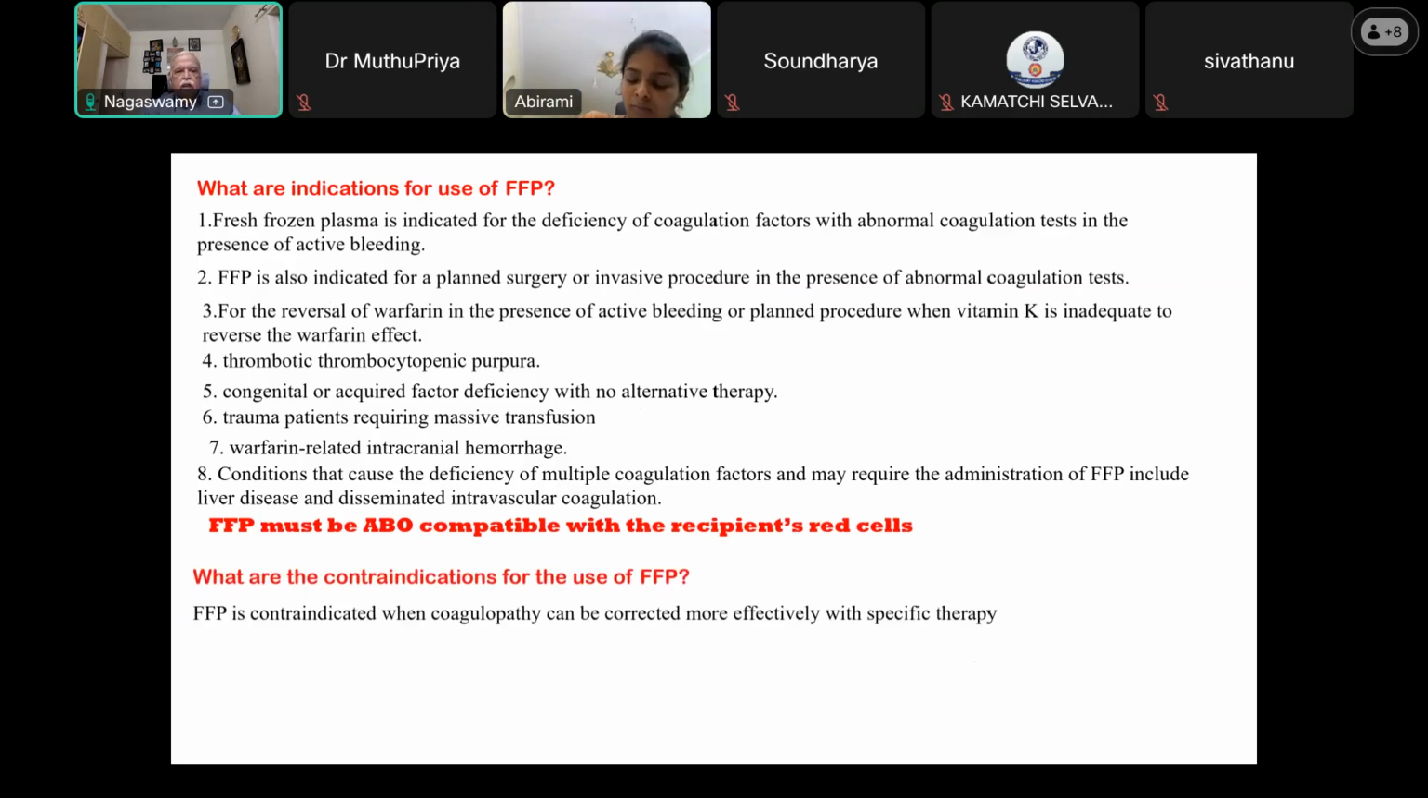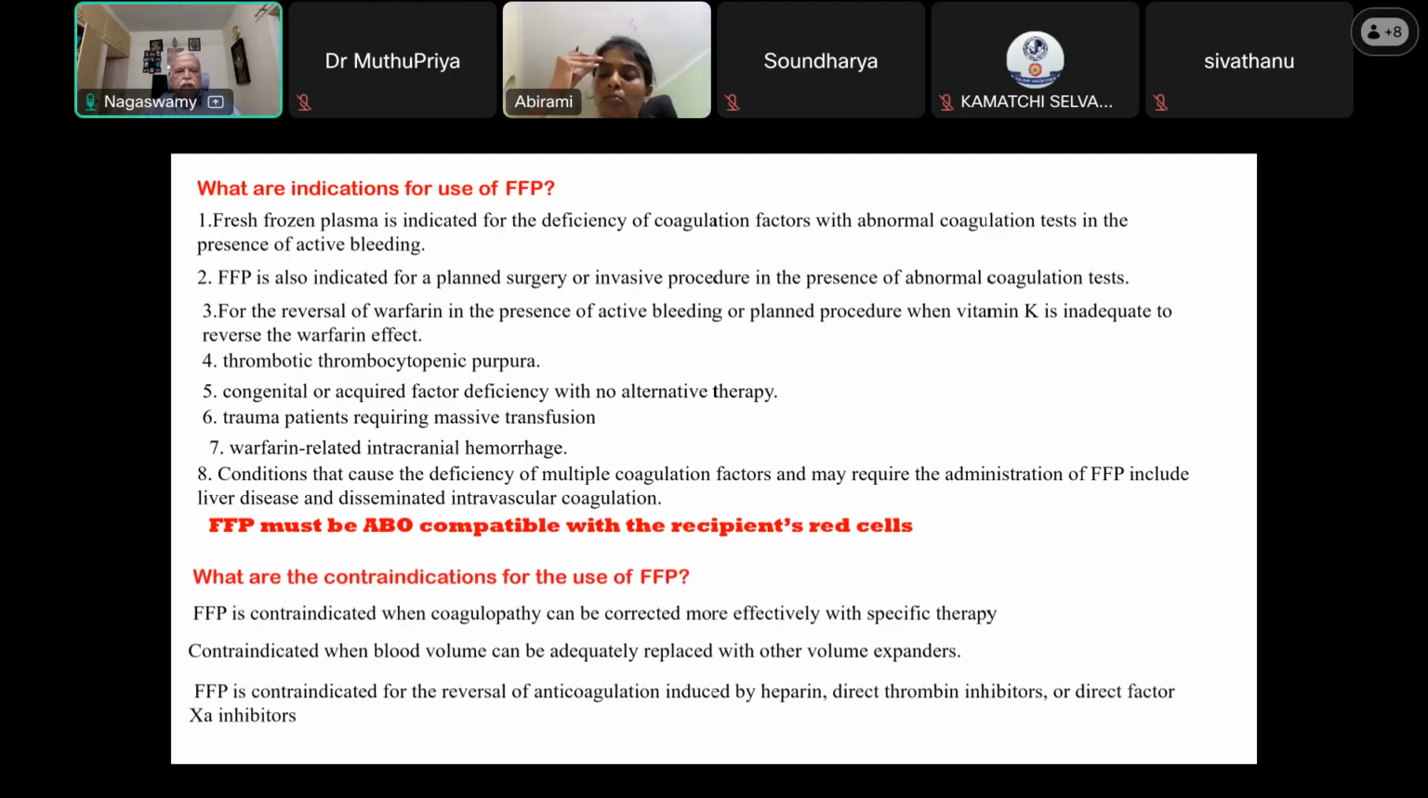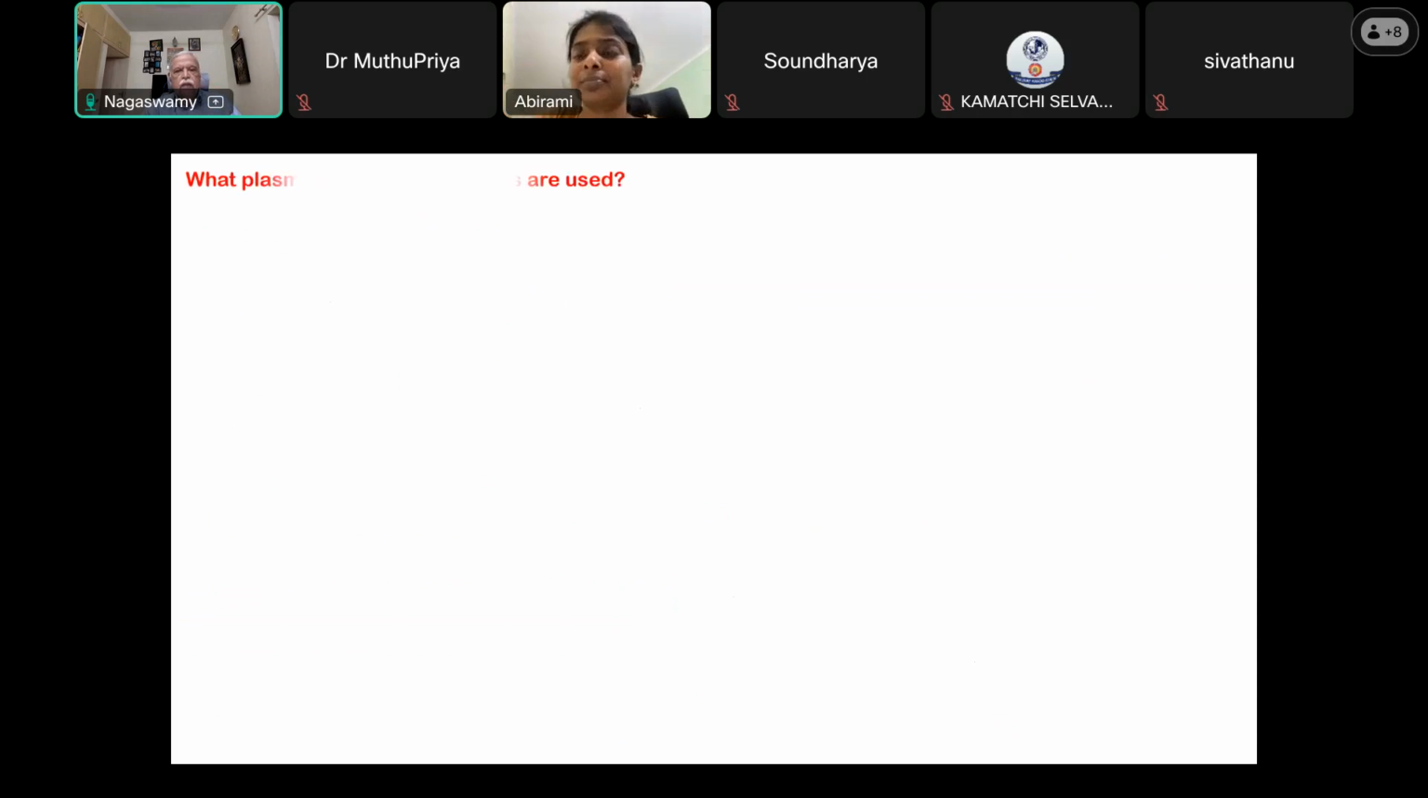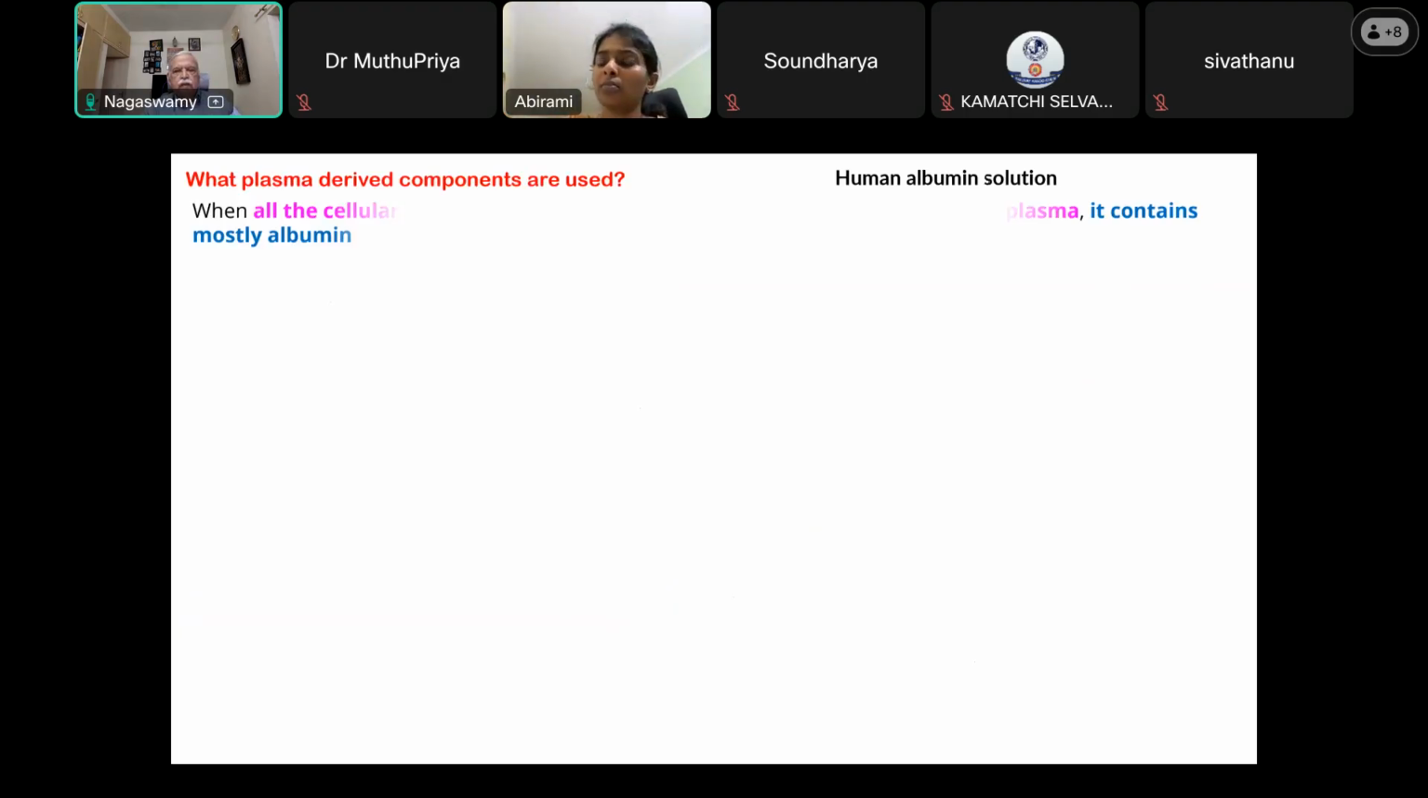The contraindications for use of FFP are conditions that are corrected more effectively with specific therapy, and the reversal of anticoagulation induced by heparin, direct thrombin or direct factor inhibitors, which is also not to be corrected with FFP. Then there are plasma derived components, like human albumin, that are not cellular material.